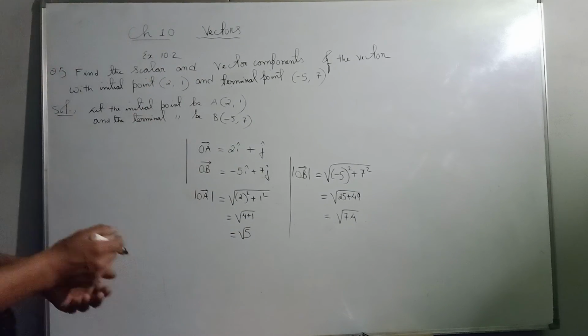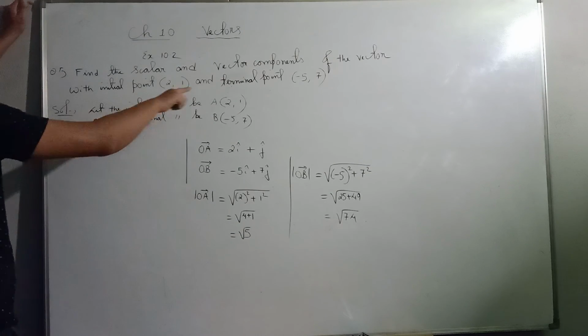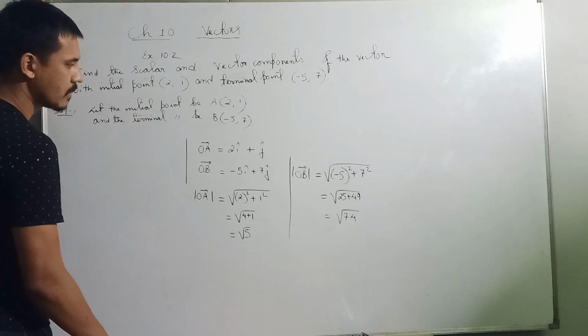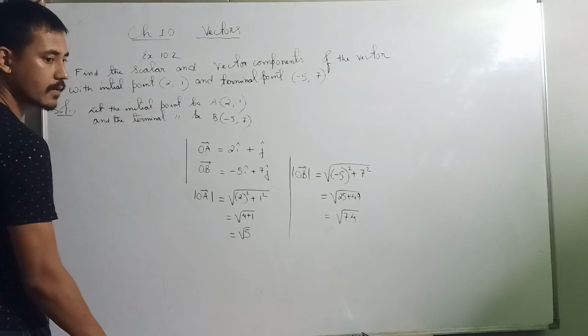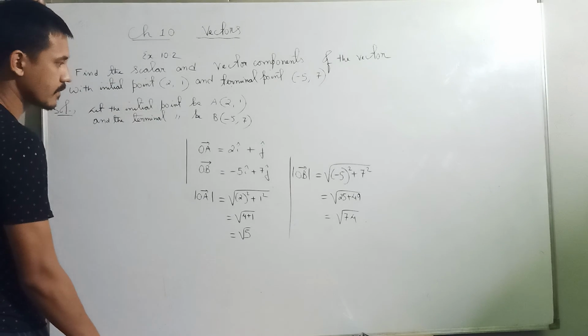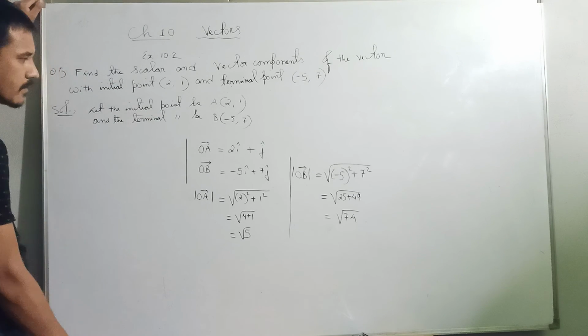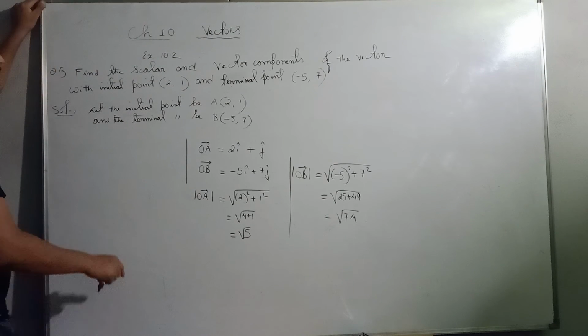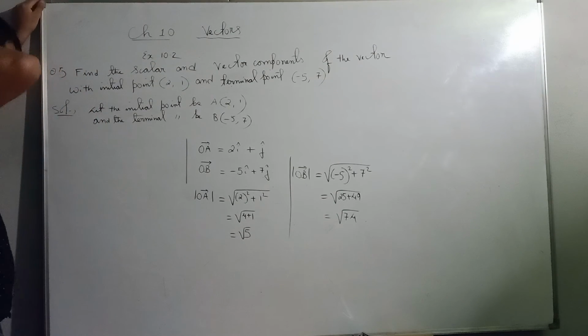Oh, they may be asking you vector AB. Oh, initial. Minus 7 of 6. Huh? Minus 7 of question number 5. Okay. that means you want to find out the scalar.